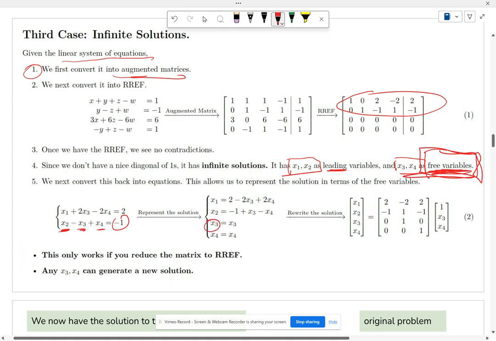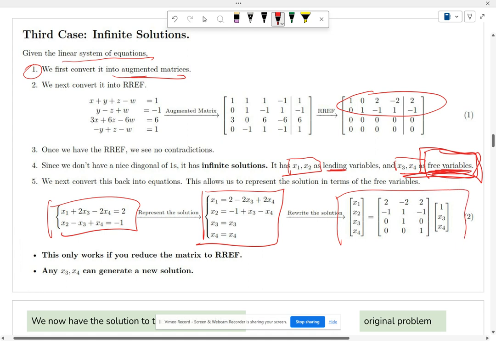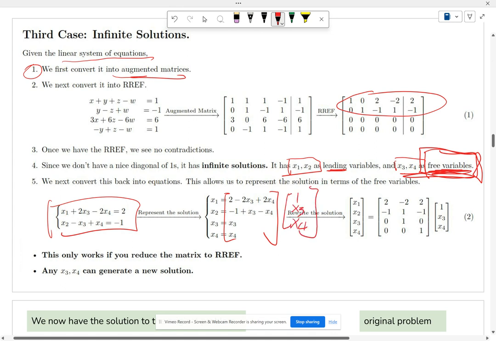Next, how do we represent x3? Well, x3 is already a free variable, and x4 is also a free variable. So once we convert it back, we represent the solution in terms of free variables. And then we rewrite this into a matrix format. So notice we can pull this out into 1, x3, x4. If we multiply this with this, notice it's just the same thing.